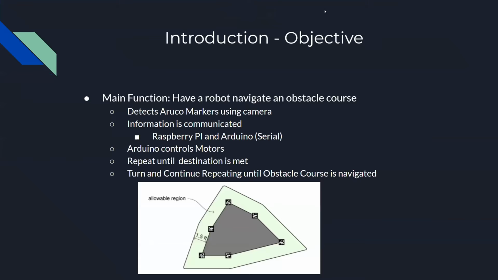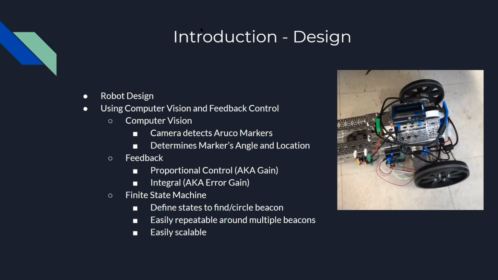Introduction. The main function of the robot was to have it navigate an obstacle course. It detects ArUco markers using a camera that are placed about 1 foot apart. The information is communicated between the Raspberry Pi and the Arduino via serial communication. The Arduino controls the motors, how fast they spin and rotate around the obstacle course, and we repeat this until the destination is met, and the turning and continue repeating until the obstacle course is navigated.